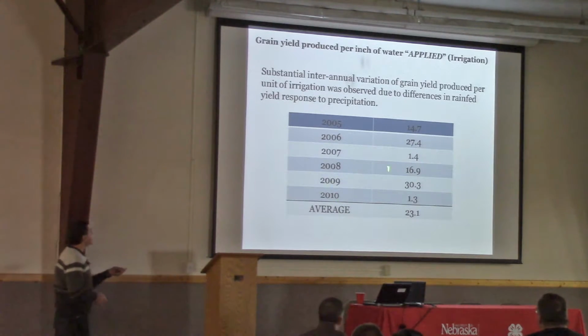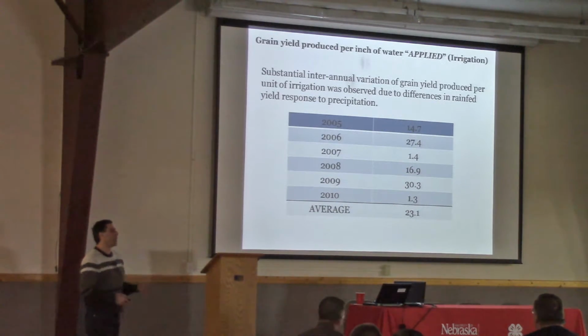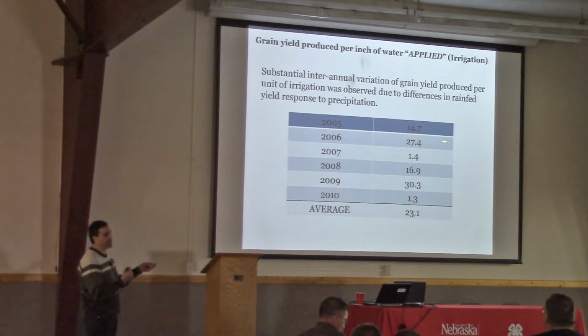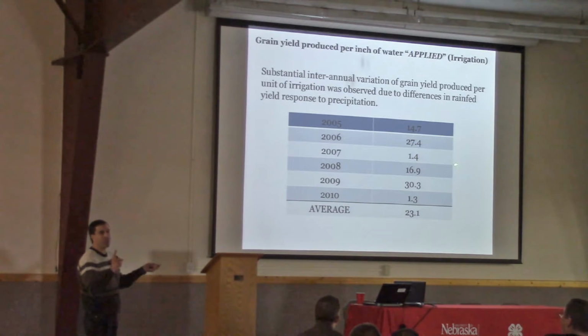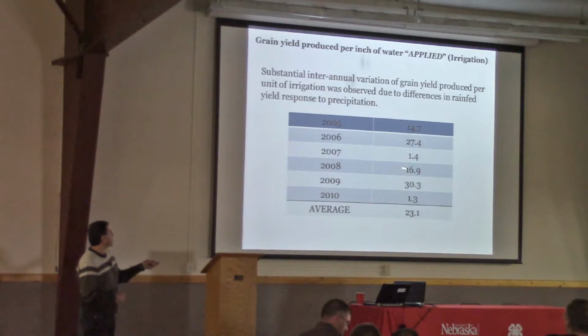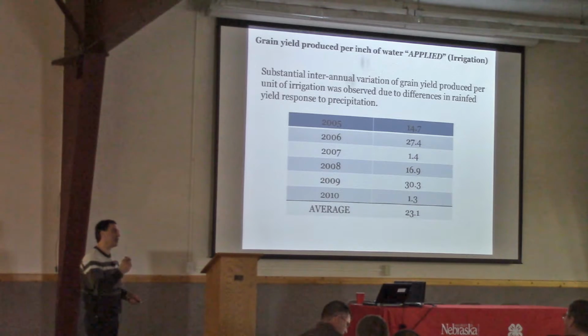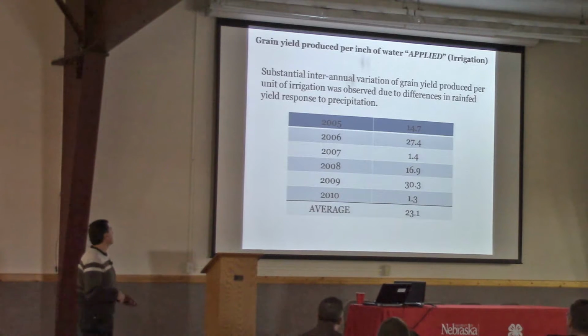So, in terms of irrigation yield production functions for the south central part of our state, with 1 inch of irrigation applied, you can expect 14.7 bushel per acre yield increase in 2005, 27.4 in 2006, only 1.4 bushel per acre in 2007, 17 bushel per acre in 2008, 30 bushel per acre in 2009. 2009 was wet, but it was a great year in terms of climatic conditions for crop productivity: nighttime temperatures, daytime temperatures, radiation, and other factors.